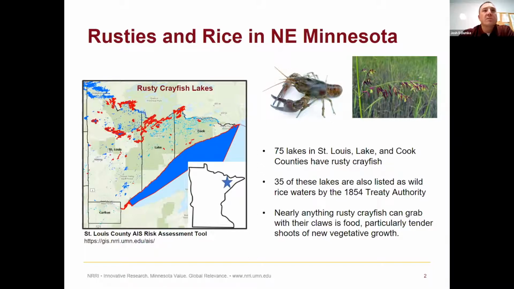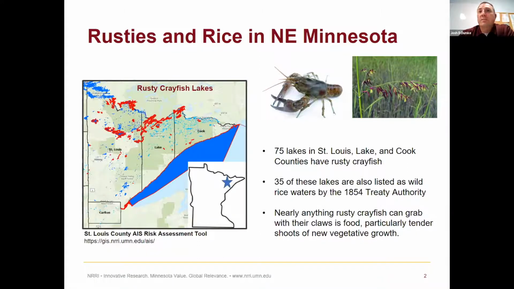If you look through fisheries surveys, you'll see mention of rusty crayfish being present or not, or it's local reporting from soil and water conservation districts. So this map of rusty crayfish presence in Northeast Minnesota was generated in the St. Louis County Invasive Species Risk Assessment tool that myself and Chrissy Nixon put together back in, I think, 2017, and it was updated 2 or 3 years ago now.